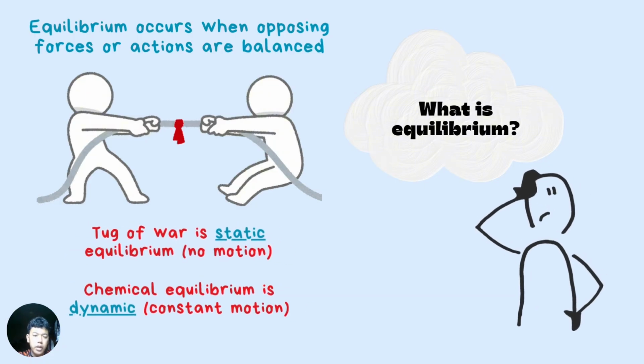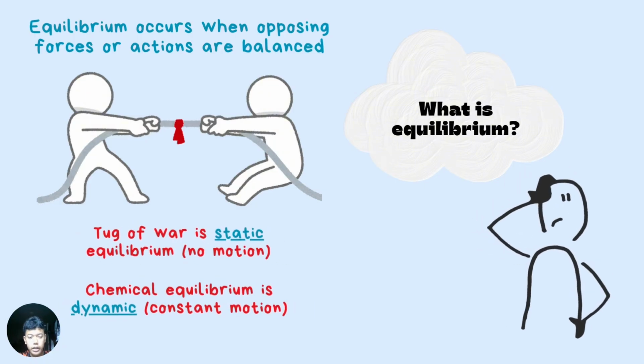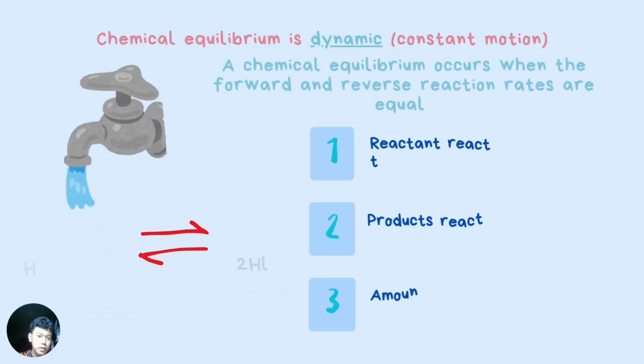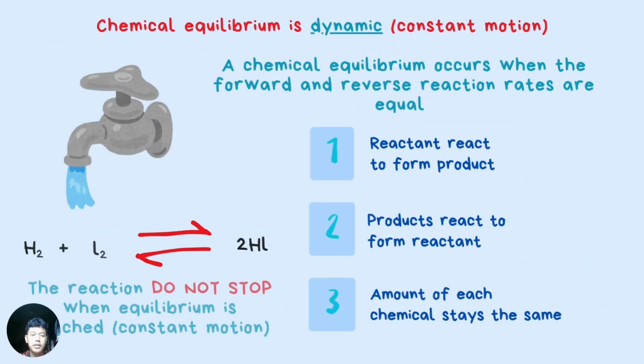For chemical equilibrium, it's more dynamic. It's basically constant motion. The next thing is we can take the example of tap water. It's running constantly. So basically, a chemical equilibrium occurs when the forward and reverse reaction rates are equal. For number one, reactants react to form products. For number two, products react to form reactants. For number three, the amount of each chemical stays the same.